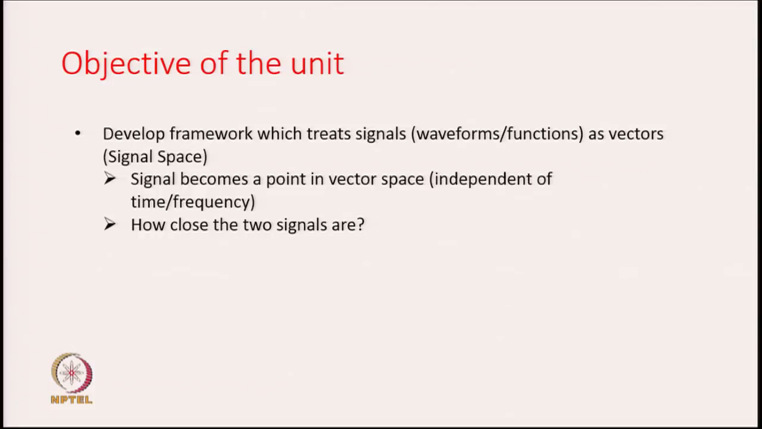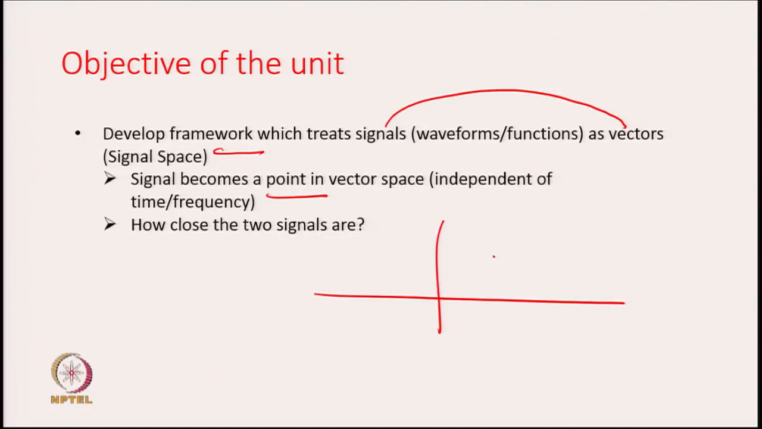Okay. So, let us see the objective of this unit. In this unit, we would be developing a framework which would allow us to treat signals as vectors, and once you can convert signals into vectors, the signal becomes a point in a vector space, right. So, you will have a vector space and the signal will be just a point in that vector space.